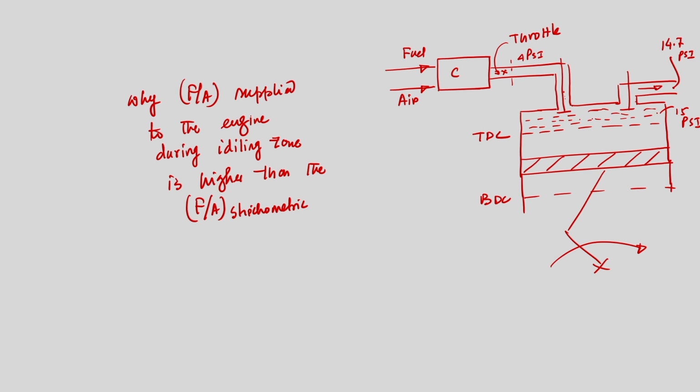Now, the question is what happens when the next stroke comes in the next cycle, that is, the first stroke of the next cycle, the intake stroke. The gas pressure in the clearance volume is 15 psi, and that gas will be there in the clearance volume from the previous exhaust stroke. This gas cannot be removed from the clearance volume, and the gas pressure is 15 psi.